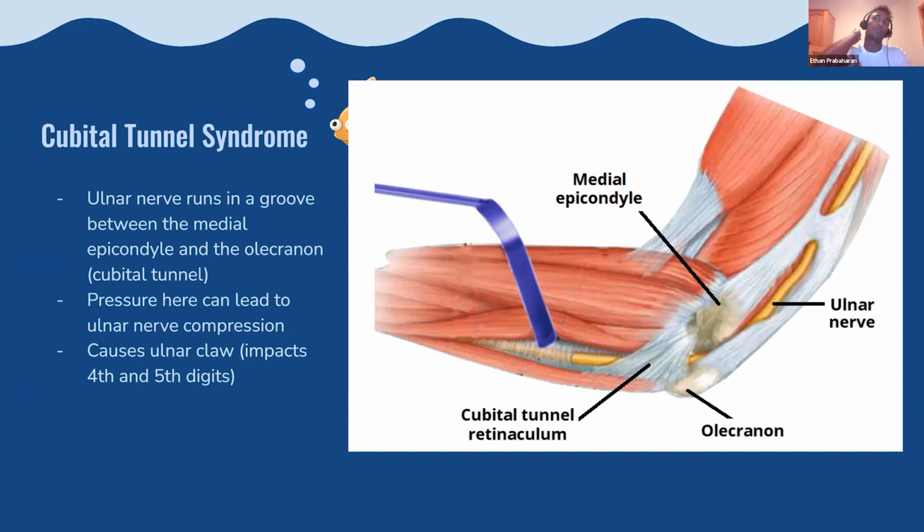So if you have continual pressure here, that can compress the ulnar nerve and cause damage. And that actually causes what we call ulnar claw, which will impact your 4th and 5th digits. So digits go from the thumb and go 1, 2, 3, 4, 5. So your 4th and 5th digits are on the medial side, which is where the ulnar nerve runs.